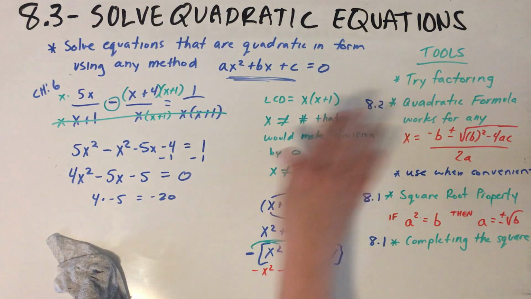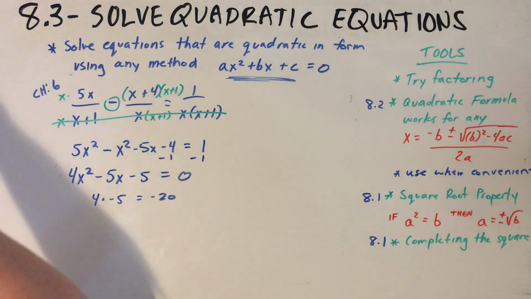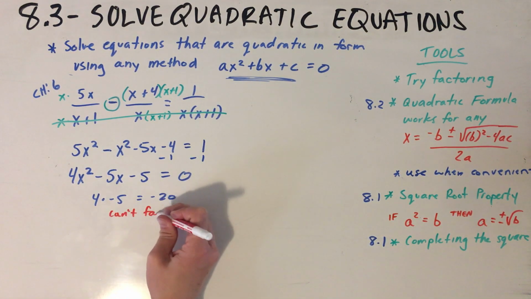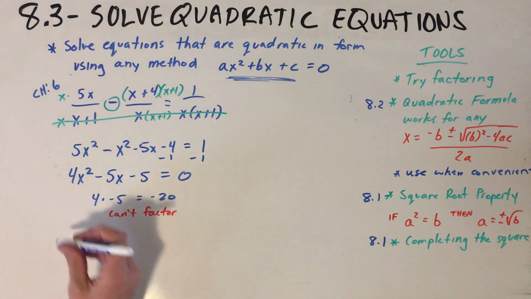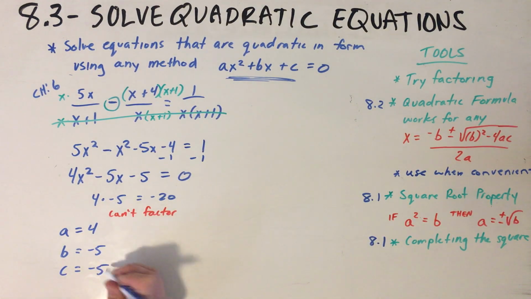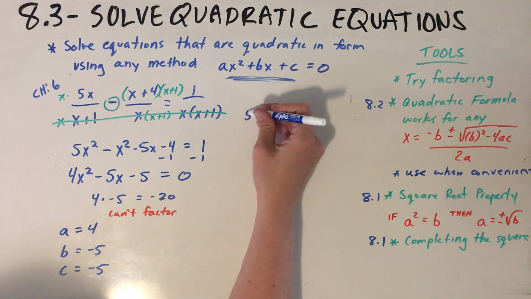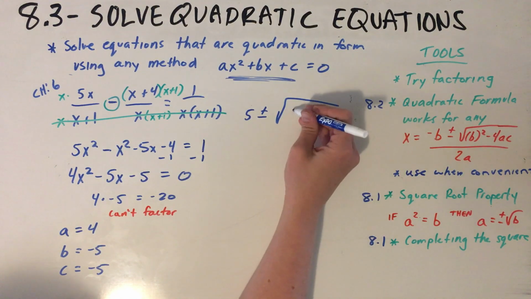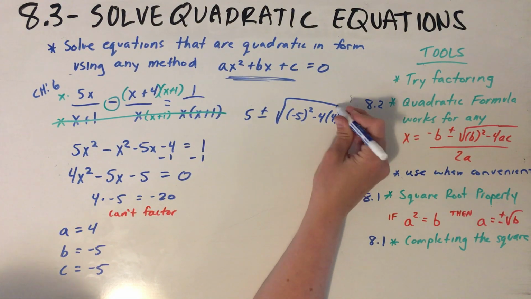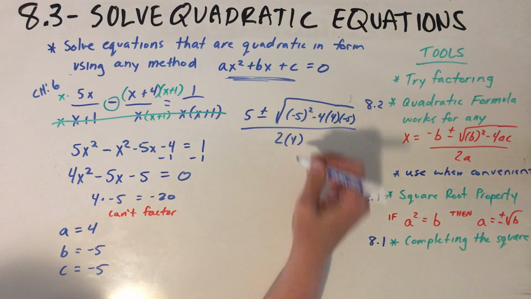So again, try factoring first, can't factor it. Now I'm going to use the quadratic formula by identifying A, B, and C here. So this is my test, can't factor. All right, so A is going to be 4, B is going to be a negative 5, and C is also going to be negative 5. So plugging it into the quadratic formula here, we're going to do the opposite of B, which is going to be 5, plus or minus the square root of B, which is negative 5 squared, minus 4 times A, which is 4, times C, which is a negative 5. And that's all going to be over 2 times A, which is 4.